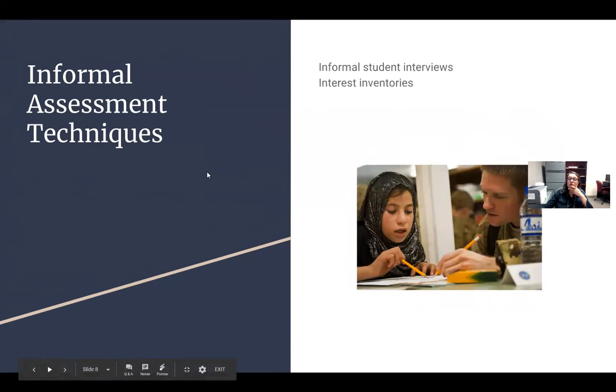Another way of using informal assessment techniques is by talking to a child, by interviewing them, asking them specific questions, and doing an interest inventory, seeing what they're interested in. Do they want to read about construction workers? Do they want to read about gardening? And getting a sense of their interests. Are they interested in reading at all? Are they more interested in looking at maps? Are they more interested in doing the assignments online?